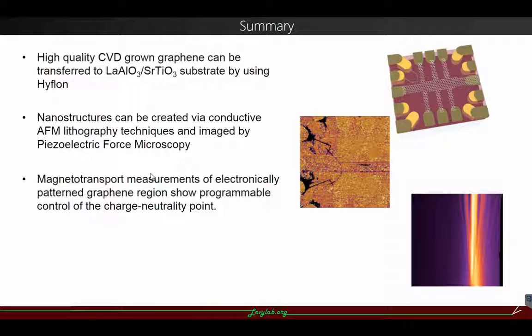For a short summary, we are able to grow high quality CVD graphene and transfer it to lanthanum aluminate strontium titanate by using Heflon layer. We can also write nanostructures by using conductive atomic force microscopy lithography technique and image these nanostructures by piezoelectric force microscopy. And magnetotransport measurements have been done on this electrically patterned graphene region, which shows we can programmably control the charge neutrality point.